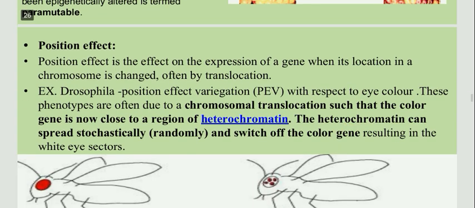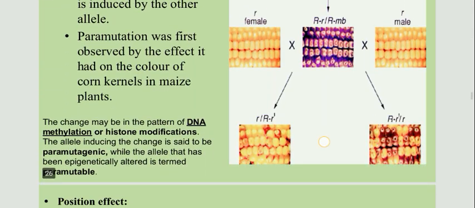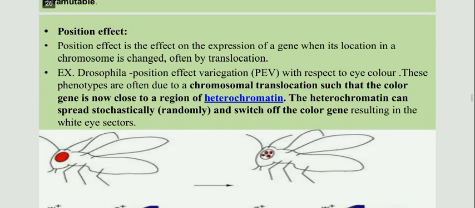Then position effect. Position effect is an effect on the expression of a gene when its location in a chromosome is changed, often by translocation. Drosophila position effect variegation with respect to eye color.